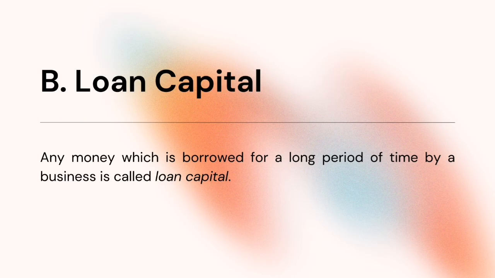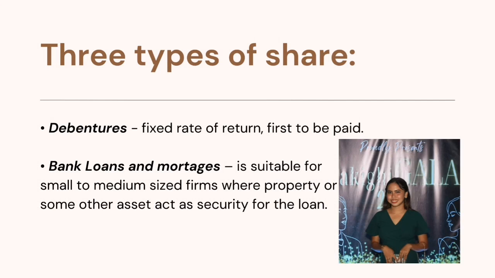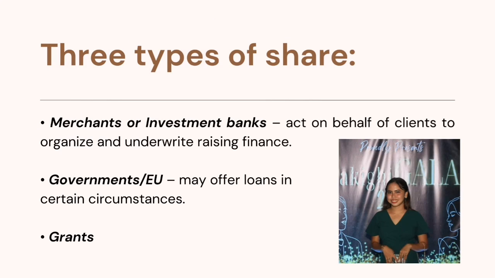Loan capital. Any money which is borrowed for a long period of time by a business is called loan capital. Types of loan capital are debentures, bank loans and mortgages, merchants or investment banks, and governments, EU and grants. Debentures are a fixed rate of return, first to be paid. Bank loans and mortgages are suitable for small to medium-sized firms whose property or some other assets act as security for the loan. Merchants or investment banks act on behalf of clients to organize and underwrite raising finance. Governments or EU may offer loans in certain circumstances.